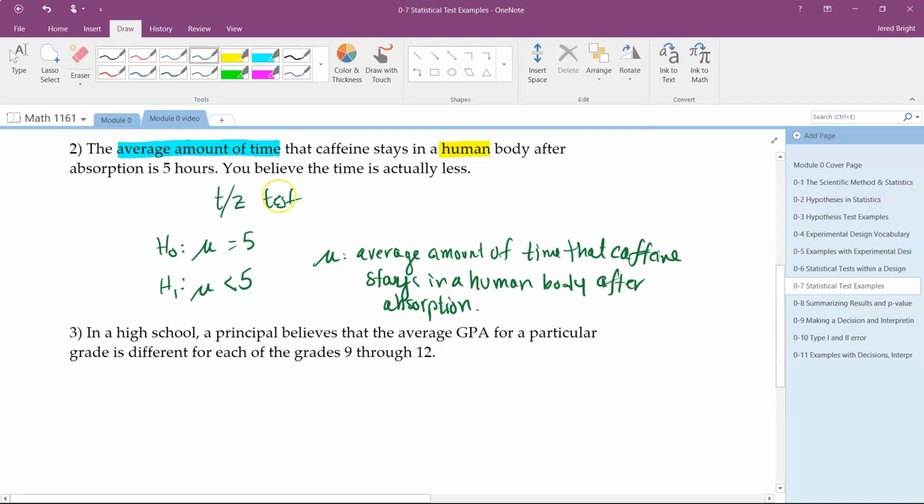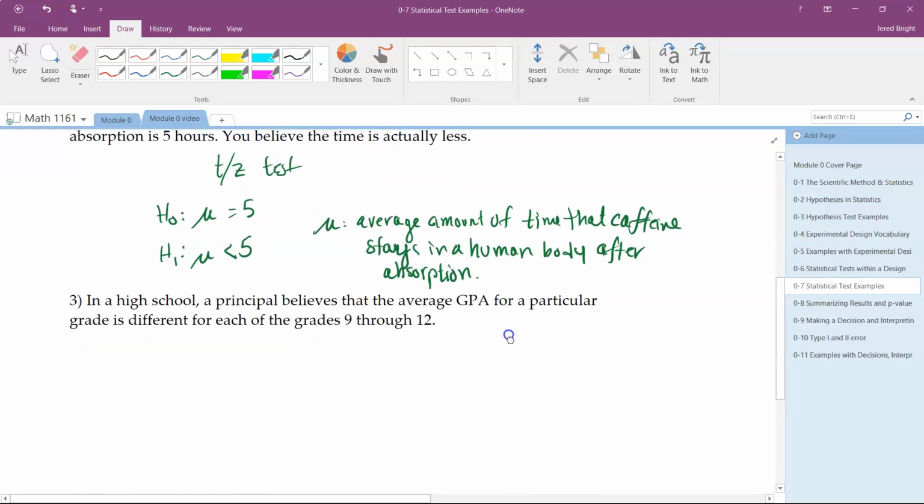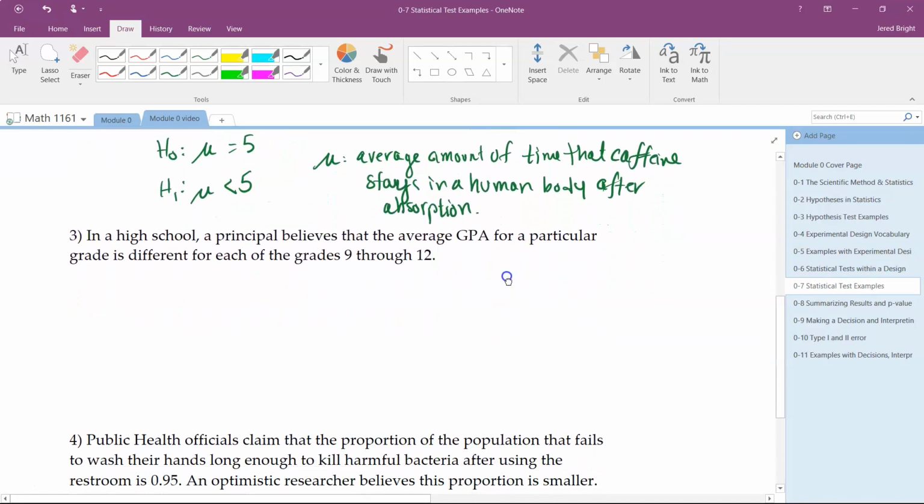Okay, so again, I just use that same process of how many populations do I have and what is the quantity of interest, and that led me to a T or a Z test this time because I had one population and I was looking at the mean. Okay. The next one, I want you to try on your own.